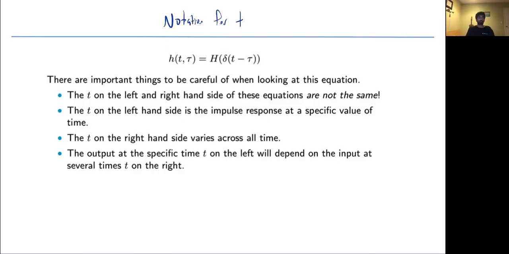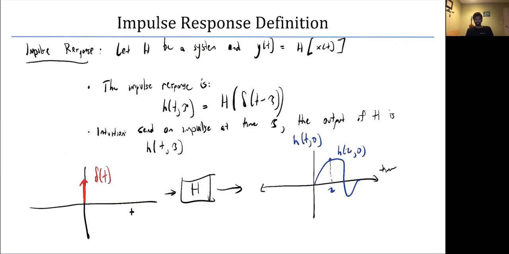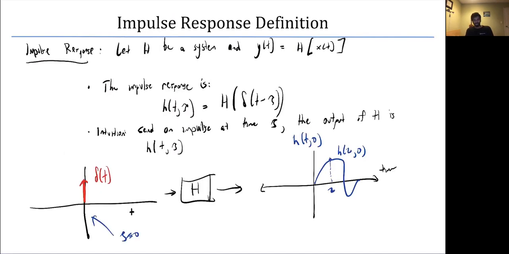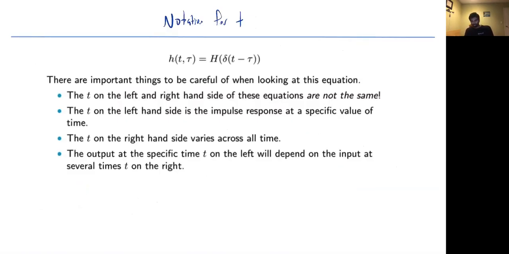Notation for t. So there are a few important things if we look at this system that we drew on the previous slide. I'm going to send in a delta that's centered at some coordinate tau, right? In the previous slide, it was centered around tau equals zero. So this example here is at tau equals zero. In general, the delta could have been centered anywhere. I could have also gotten an impulse response if I had chosen to shoot off a delta at some other time step, at some shift tau. So in general, the input to the system can be delta of t minus tau.